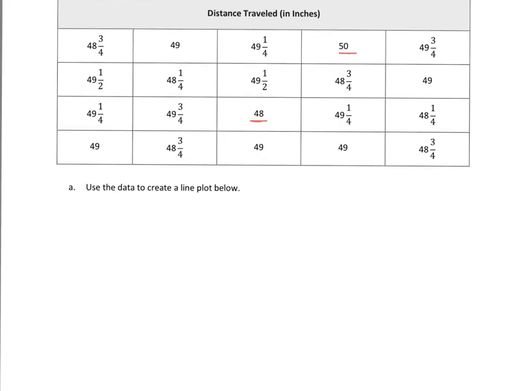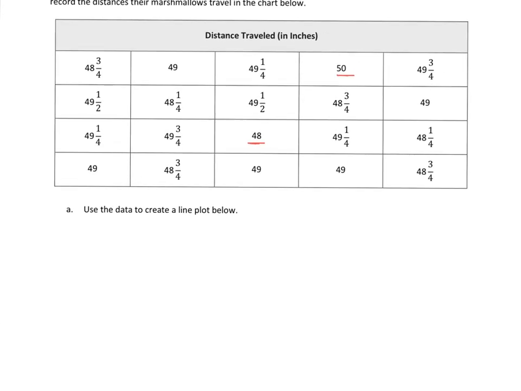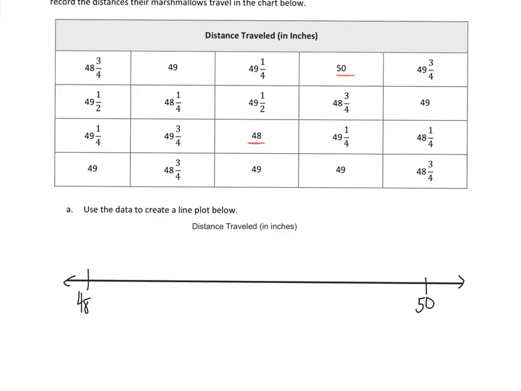So A says, use the data to create a line plot below. Well, I know the first thing that I'm going to need is my title at the top. And I'm going to take the title right out of the statement, which is distance traveled, and then in inches. So there's my title. And then I know I'm going to need a straight line that I can put numbers 48 to 50 on. So there's that, and now I want to label every quarter inch. So I'm going to go through and do that one as well.